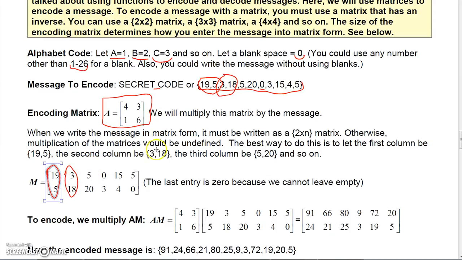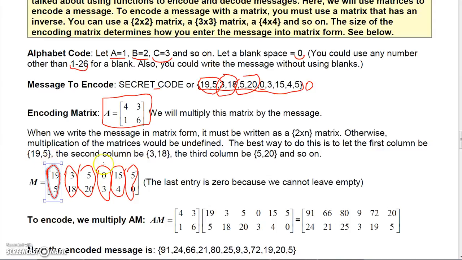of your message matrix, and then the next pair is your next column, and so on. So 0, 3 comes next, and then 15, 4 would come next, and then 5 would be next, but since there's not a number to go in that column with 5, I'm going to pretend there's a 0 here for a space, just so that I have a number to put in that last spot.